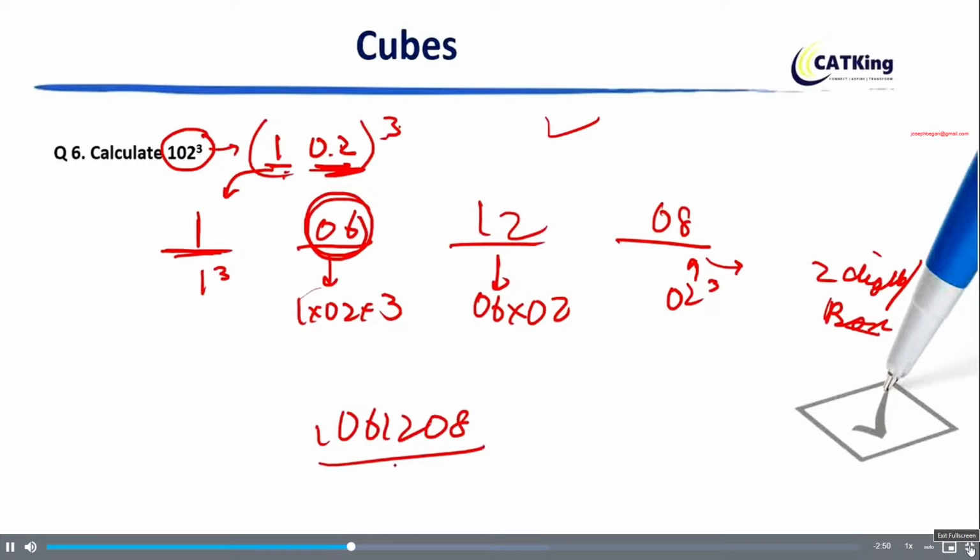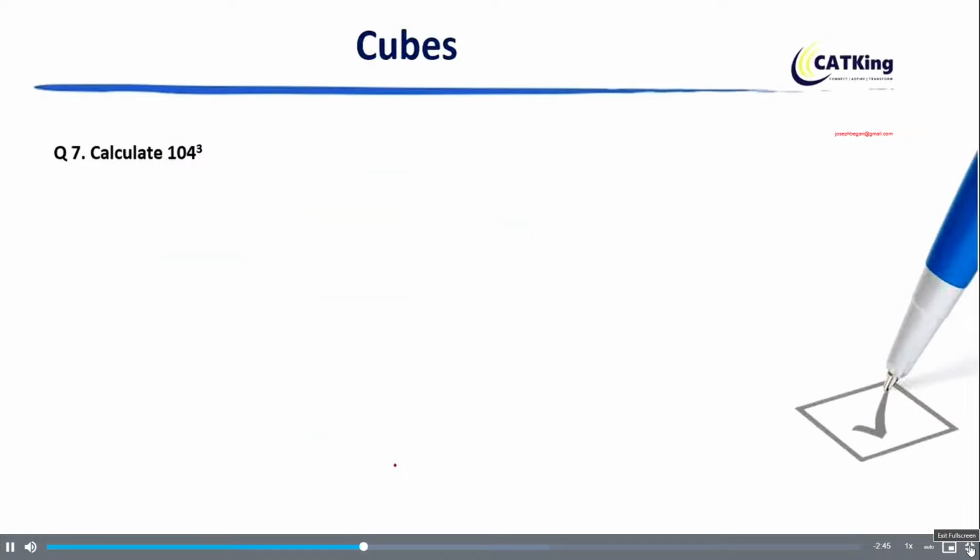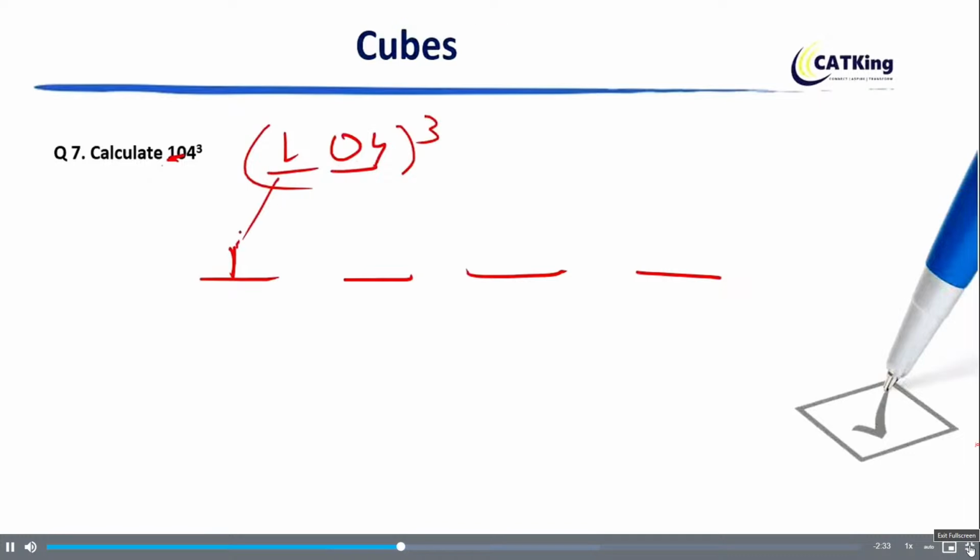Let's move to the next question, and you have to apply it there. Okay. What is 104 cube? Again, make 4 boxes. Each box will have 2 digits. First is 1 cube, right? So 1 cube is 1 because first digit is 1. 104 cube. 1 cube, 1. 04 cube is what? 64.